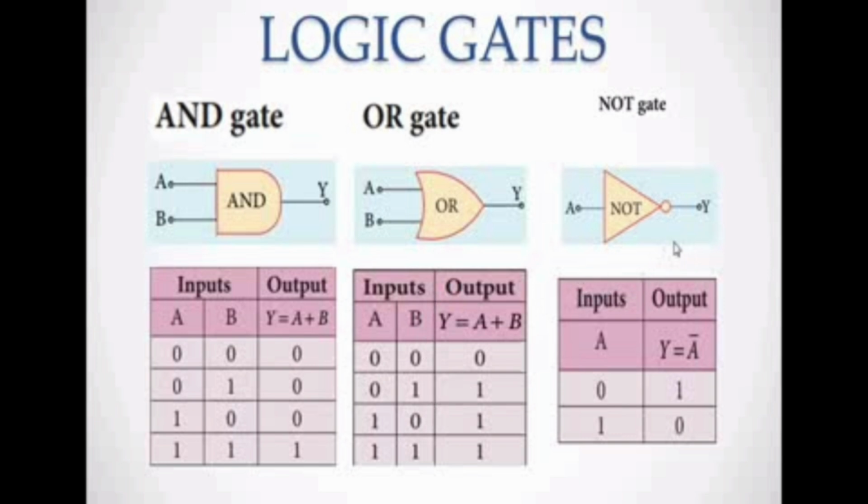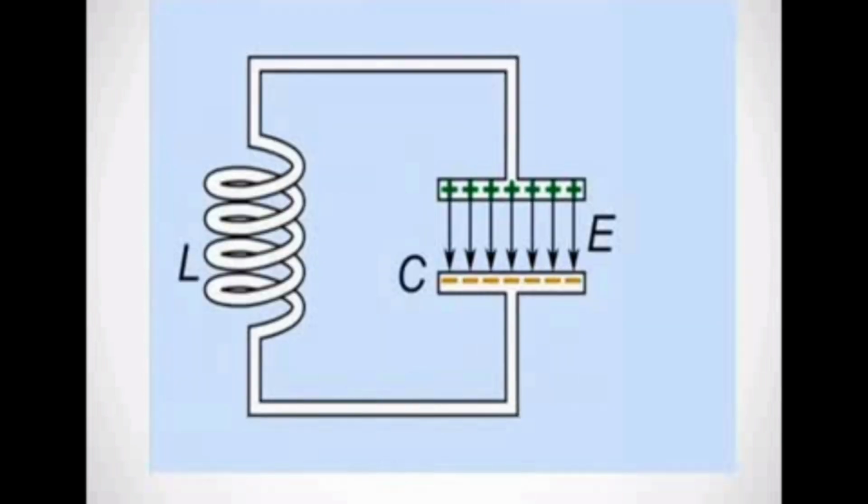And then last, that is NOT gate. NOT gate will give the complement of the input. A is the input, Y equal to A bar. This A bar means it will give the reciprocal output. That means suppose you are giving input 0, it will give 1. If you are giving input 1, you will get 0. Okay. So like that it will give the output. See that in animation.